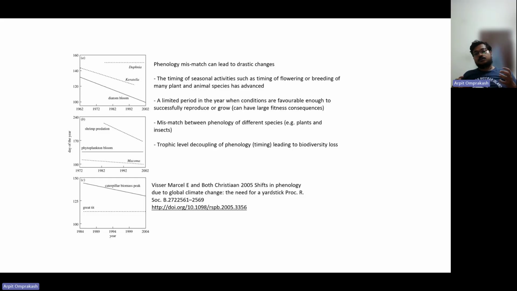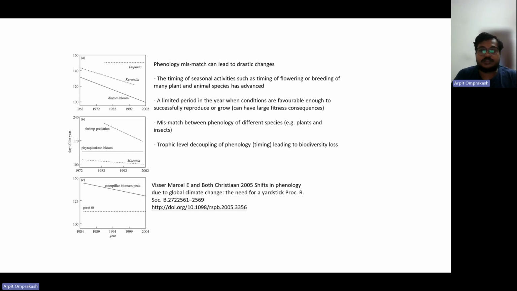Let's say there's a pollinator, a wasp, which needs to lay an egg in a fig plant. We talked about the fig and fig wasp. The fig wasp needs to lay its egg on a fig plant, but what is happening is the fig plant is flowering later, and the fig wasp is starting to lay eggs earlier. So there's a mismatch because of the change in temperature.